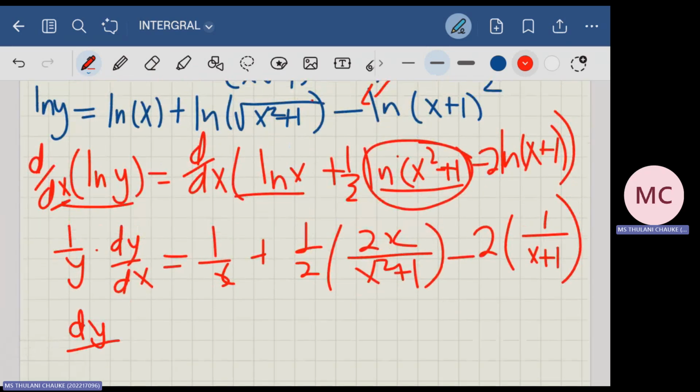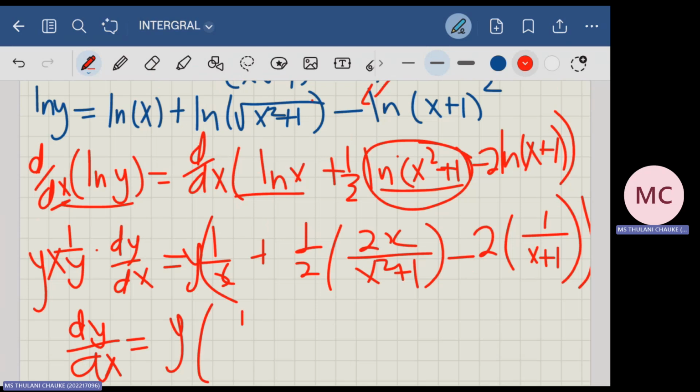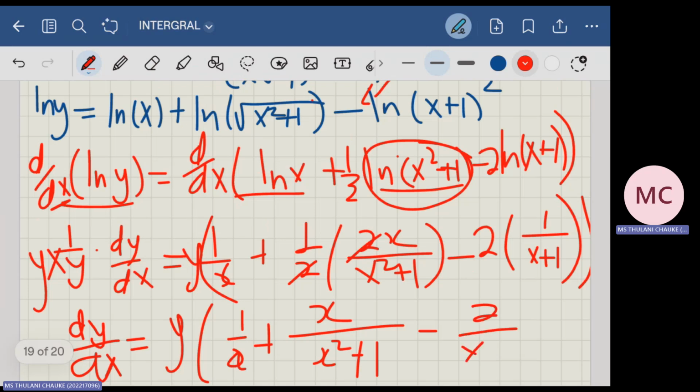Then our answer will be dy over dx equals, multiplying both sides by y, y times 1 over x plus x over x squared plus 1 minus 2 over x plus 1, since the 2 and that 2 will cancel. So that's what we're having.